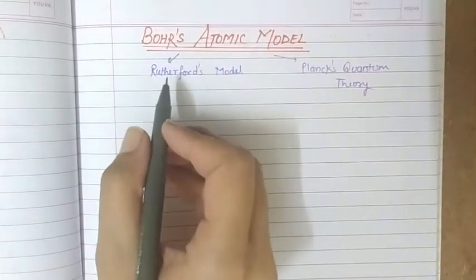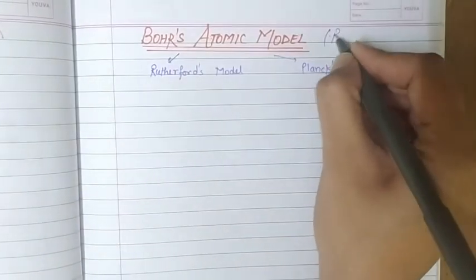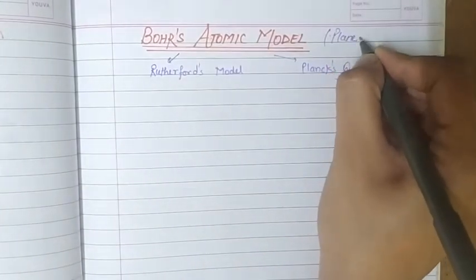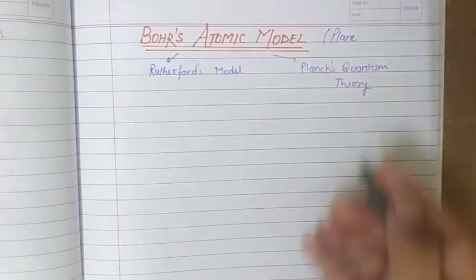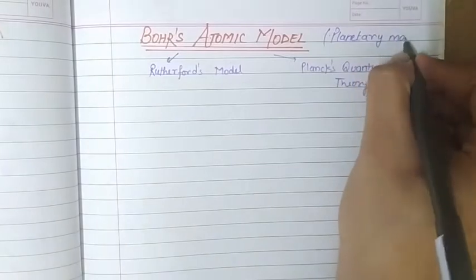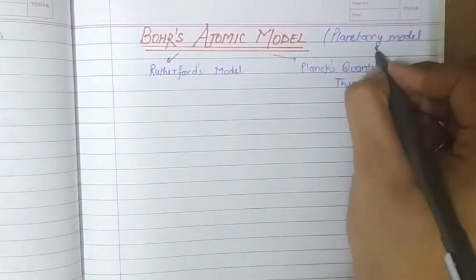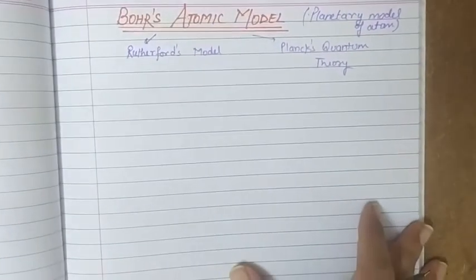This atomic model is sometimes also known as the planetary model of the atom because the electrons move around the nucleus just like planets move around the sun. So that's why we also call it the planetary model of the atom. So let's see the postulates of Bohr's atomic model.